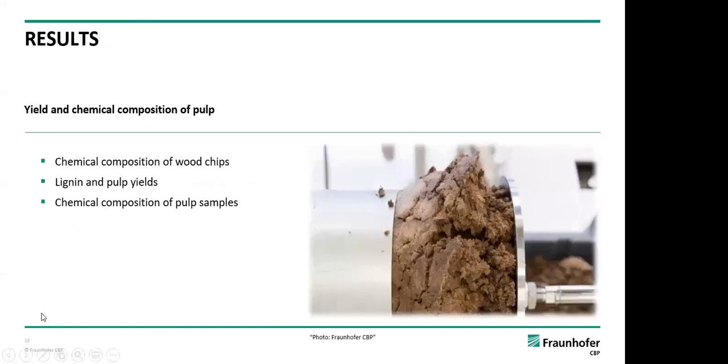After finishing all the experiments, analysis of the collected samples is needed to know the yields of the recovered lignin and pulp, the chemical composition of the recovered lignin and pulp, the characteristics of the recovered lignin like elemental analysis, carboxyl and phenolic hydroxyl groups content, molecular weights and dispersity, and the thermal properties of the recovered lignin. In the next slides, I will talk about the yields and chemical composition of pulp.